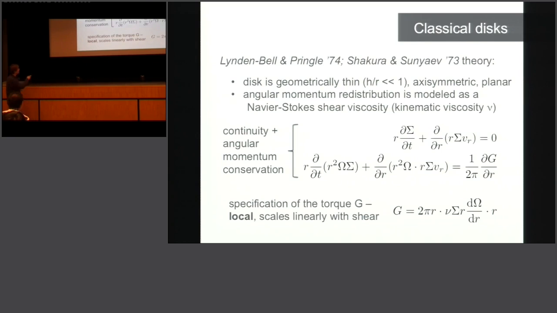And the key assumption of these theories is that this torque G is a local torque, so it's described just by the local conditions in the disk, and it scales linearly with the shear. So it involves this term d omega by dr, where omega is just the Keplerian angular velocity. So this term here just has a simple interpretation. Nu sigma r d omega by dr is the viscous torque per unit length. 2 pi r is the circumference of a circle, and then we multiply by another factor of r in order to get the torque, the lever arm for the torque.